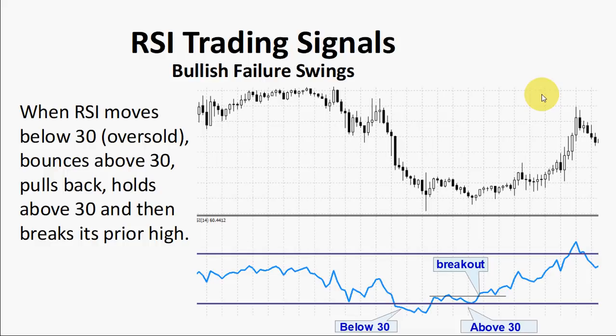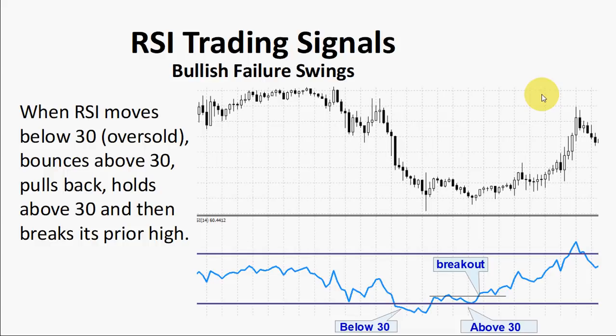Now the next signal we are going to talk about is the failure swing. The failure swing trading signal from RSI. So Wilder considers failure swing as a strong indication of an impending reversal. Failure swings are independent of price action. In other words, failure swings focus solely on RSI for signals and ignore the concept of divergence. So let's look at the first one, which is the bullish failure swing.